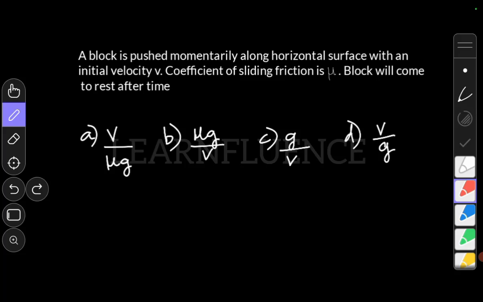So the question is, a block is pushed momentarily along a horizontal surface with an initial velocity v. The coefficient of sliding friction is mu and the block will come to rest after time. So we need to find the time after which the block will come to rest.